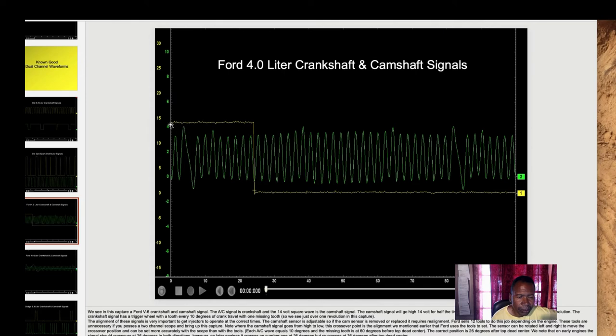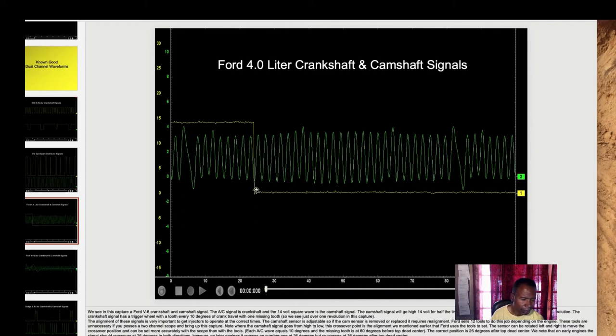This yellow line, 14 volts, is the cam signal. Half the time it's high at 14 volts, then it's pulled down to 0 volts, then it repeats itself and goes high again. That's one revolution. What's important here is this alignment right here. This is 26 degrees at top dead center, which gets the injector to operate at the correct time. So I have 60, 50, 40, 30, 20, 10, 0, 10, 20, 30, and right here is about 26 degrees.